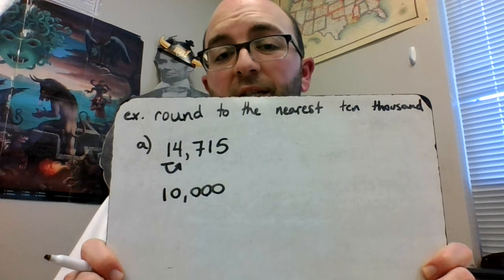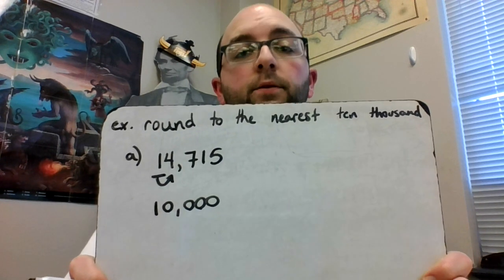All right, so what we need to decide is, do we leave this as a 1 and everything behind it goes to a 0? Or do we bump it up to a 2 and everything behind it goes to a 0? Well, looking at that number, it's a 4. 4 or less, let it rest. It's going to stay as a 1, and everything behind it is going to turn into a 0, right? So this number is closer to 10,000 than it is to 20,000. All right, let's do another one. Let's say we have 398,411. Okay, so there's our next number.